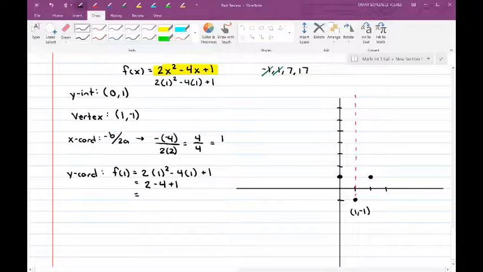Did you? Yes. I'll check it right now. Alright, and there's your graph.